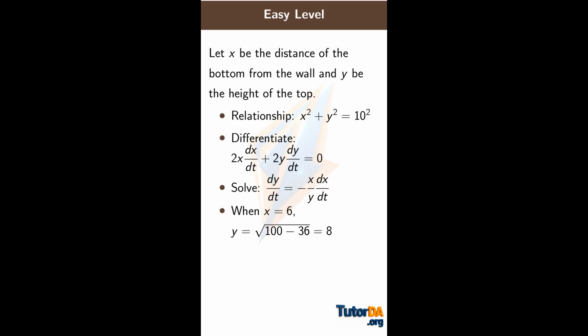When x equals 6, y equals the square root of 100 minus 36, which equals 8. Then dy over dt equals minus 6 over 8 times 2, which equals minus 3 over 2 feet per second.